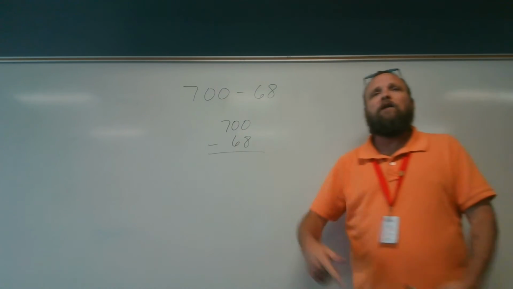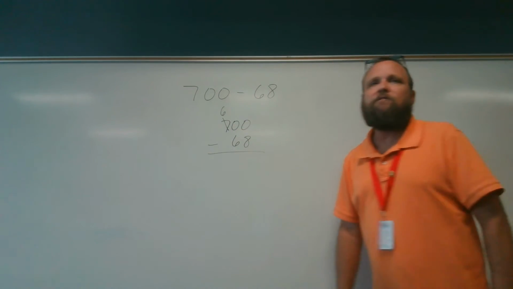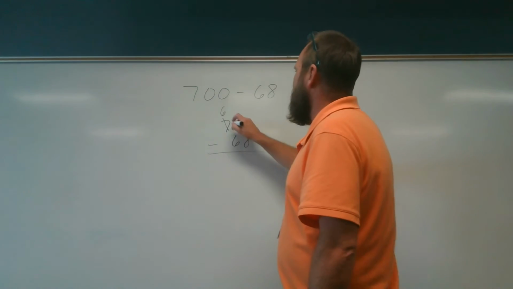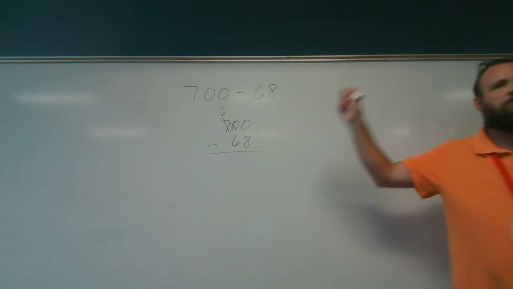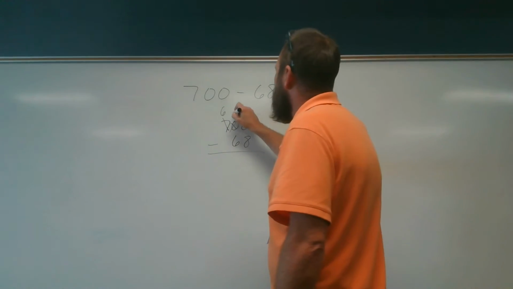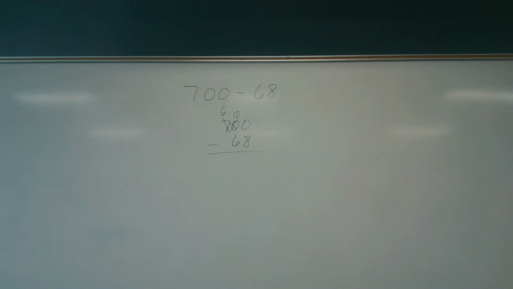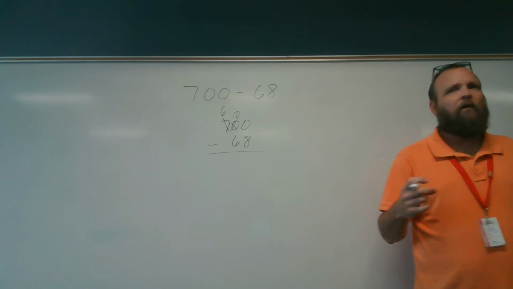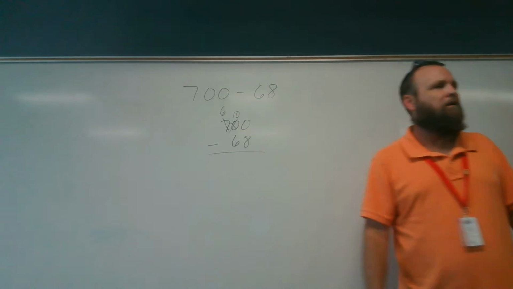I'm going to take one of the hundreds. So now, instead of 700s, I have 600s. I need to take one of that 100 I took away, and I need to trade it to tens. So I need to add 10 tens to the 0 tens I had. Okay, now I have 600s and 10 tens, so it's still the same value. Haven't changed the value.